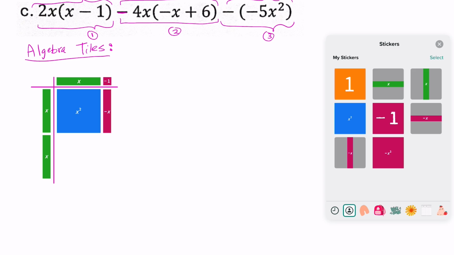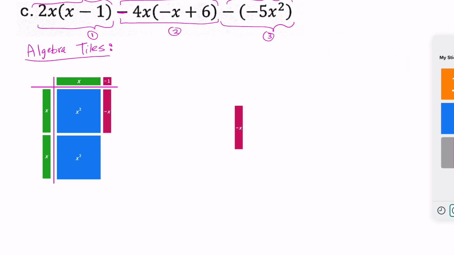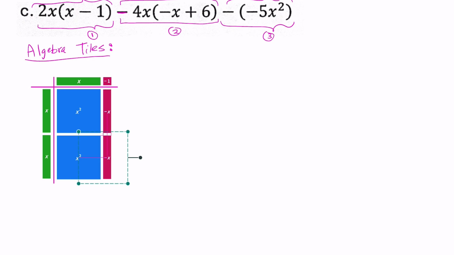Likewise here, an x by an x is going to be an x squared again, right down here. And then an x by a negative 1 is going to give another negative x, when they multiply. It's going to be that right there. Okay, so that is the first expansion. This right here is our x minus 1, and over here we have our 2x.